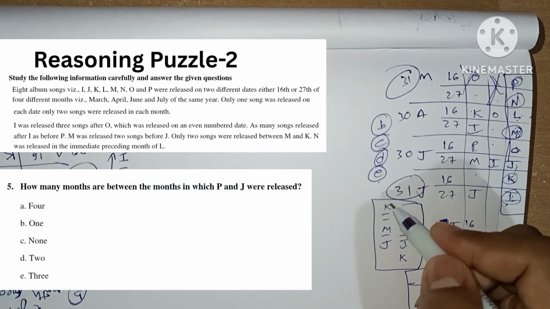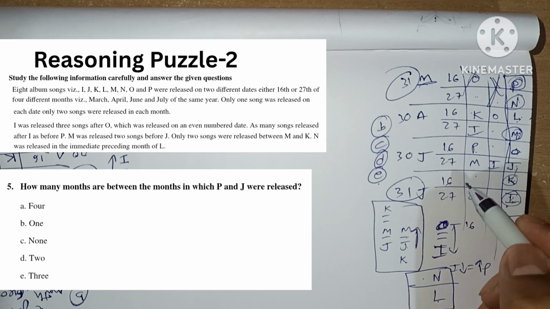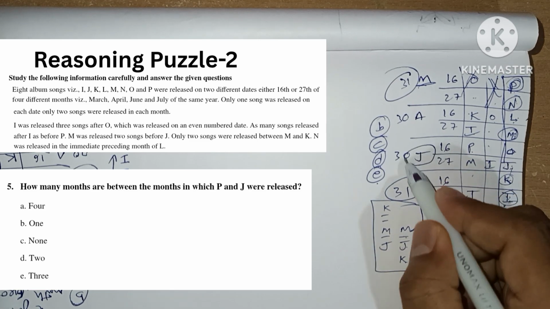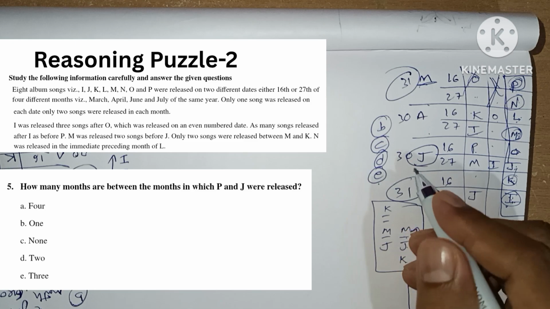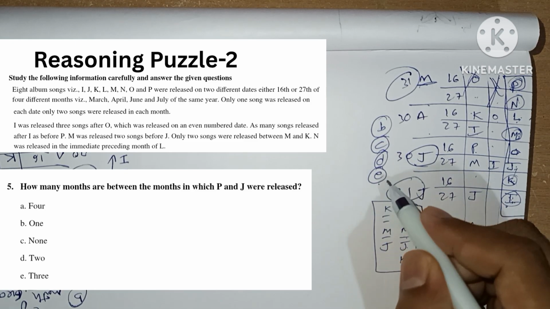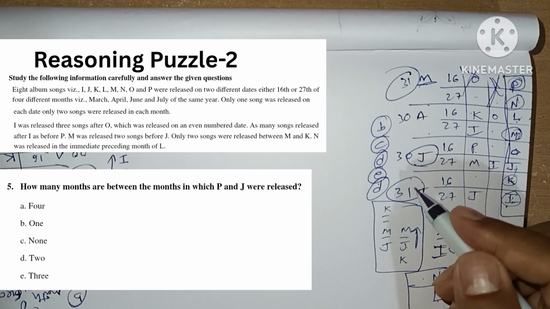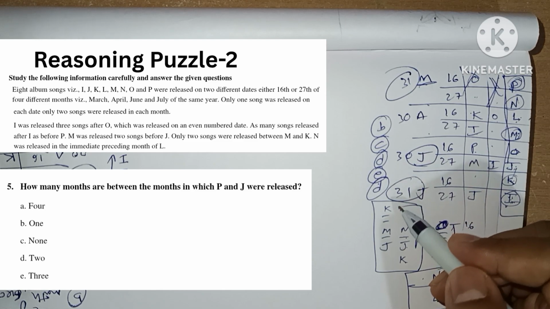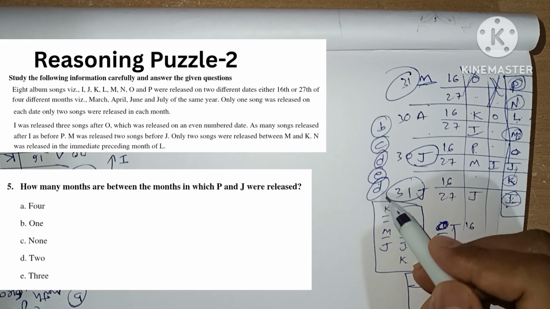Next, question 5. How many months are between the months in which P and J were released? P is in March and J is in June. In between are April and May, so 2 months are in between them. So the answer will be option D. So these are the answers for our puzzle questions.